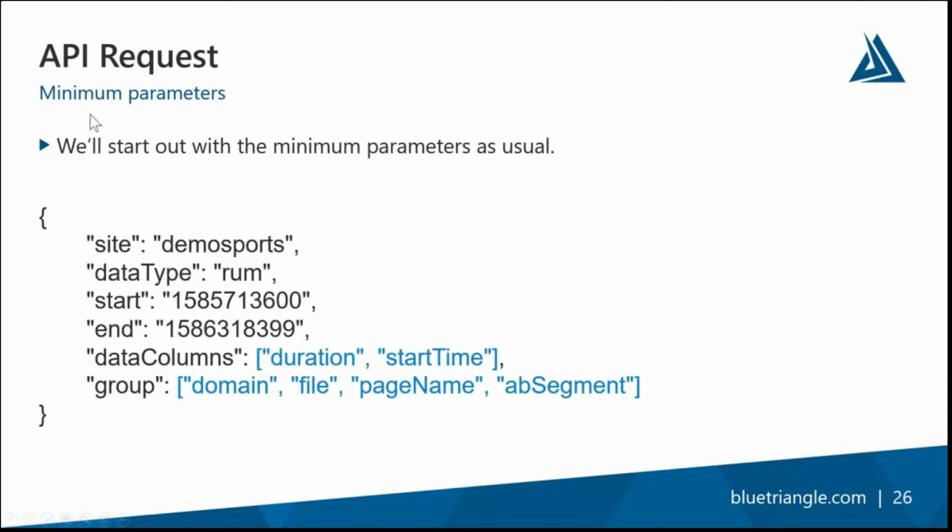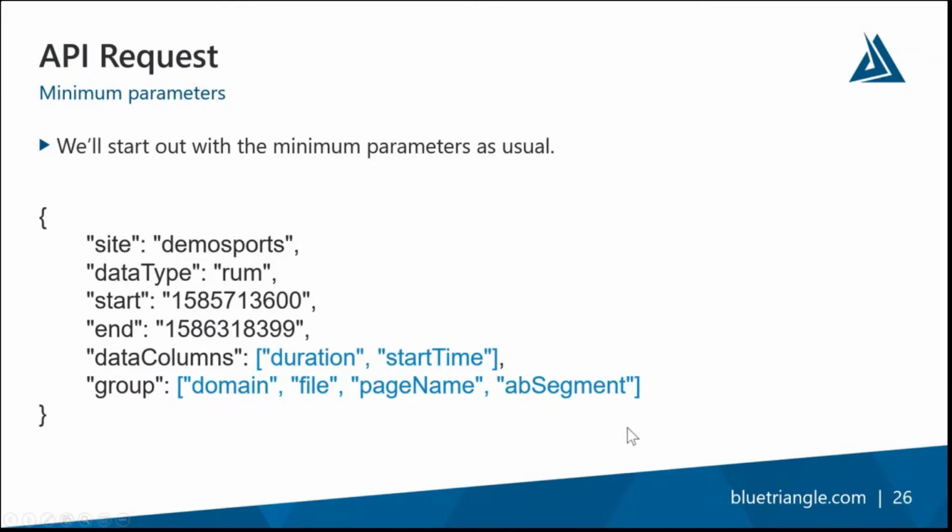First, we're going to start with our minimum parameters. Okay, and the data columns we're going to want are duration and start time. And then to get the page names and the A/B segments broken out, we're going to group by those, and of course we're going to be grouping by domain and file as well.